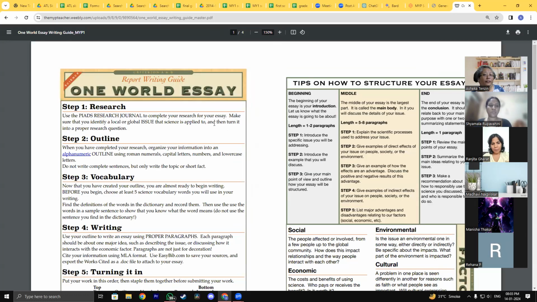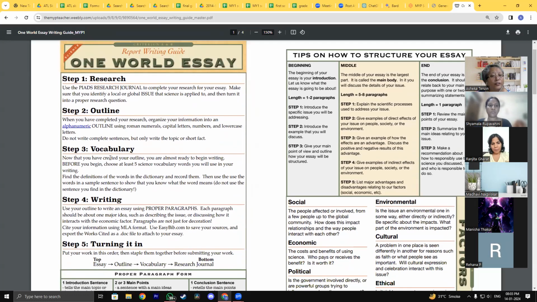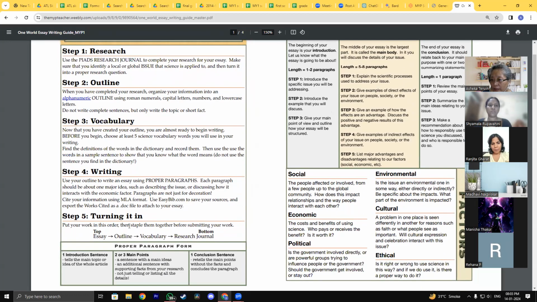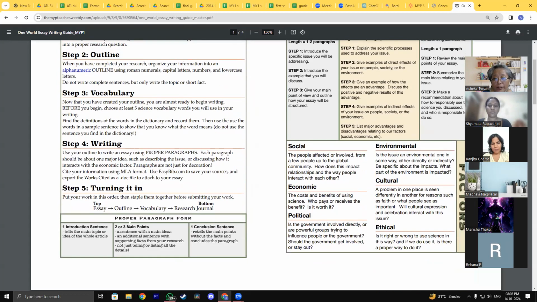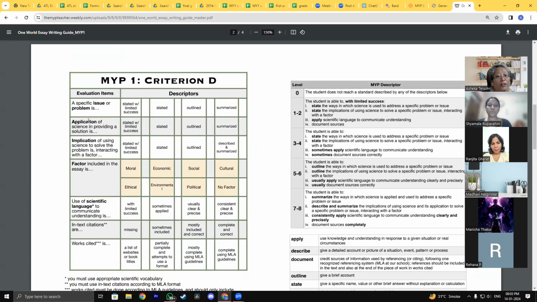And this is the different steps that the student has to do. So for criteria D, research is the main purpose of assessment. If you look at the MYP descriptor, students state the ways in which science is used to address a specific problem or issue. That is the first strand, that there has to be some issue that you have to address.